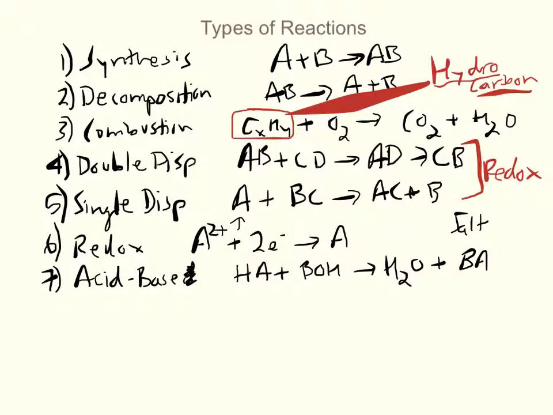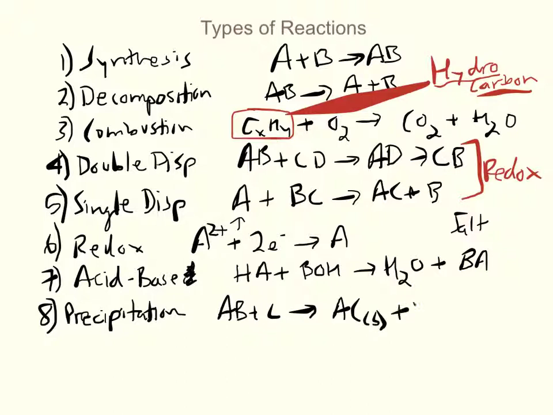And last but not least, we need to know about precipitation reactions, when a solid product is formed. So this would be something similar to AB plus C, both aqueous, turn into AC solid plus B. With precipitation reactions, we need to know our solubility rules. So what compounds will never form precipitates?